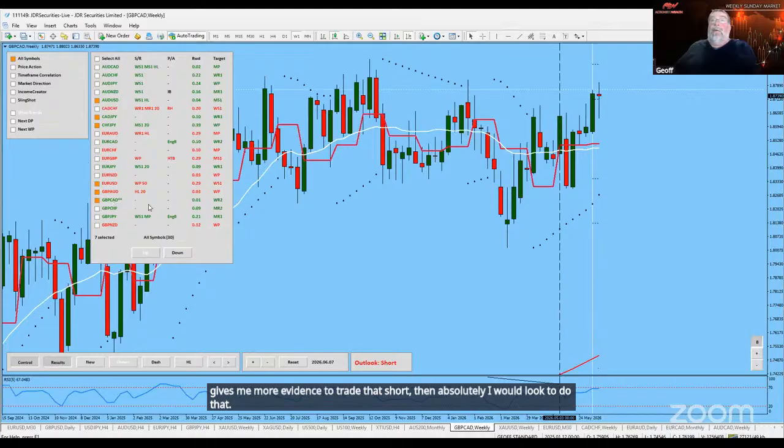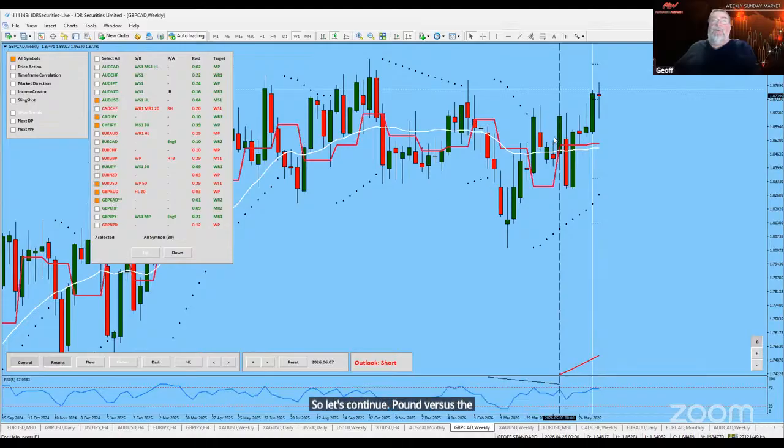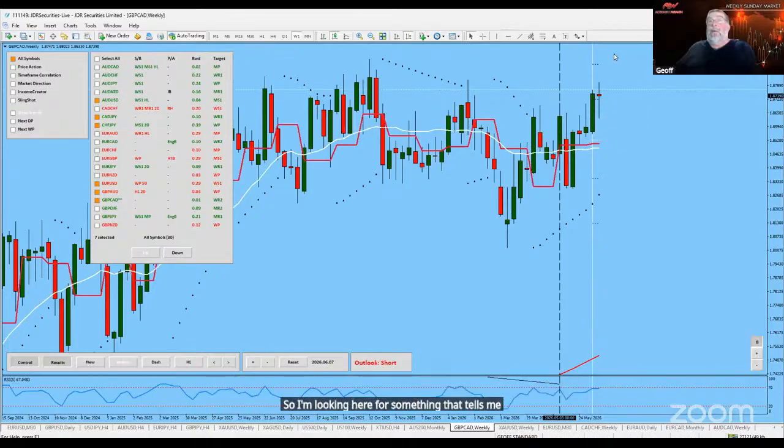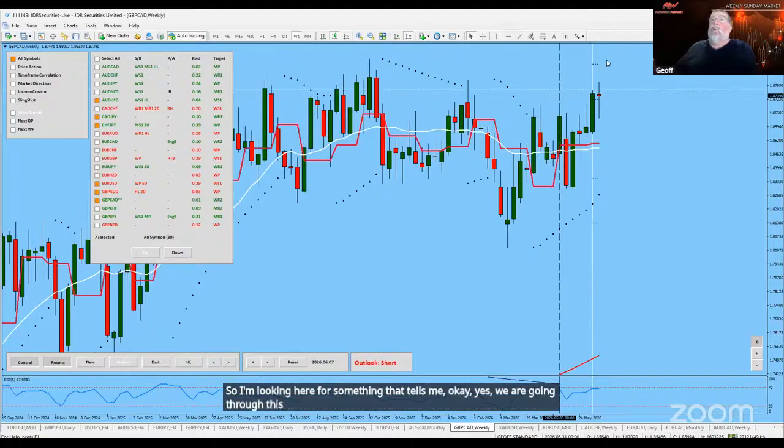So let's continue. Pound versus the CAD. The reason pound versus the CAD is interesting to me is because we are at strong resistance. We've rejected this level many, many times before. And why are we about to break out here now is the question I would ask. So I'm looking here for something that tells me, okay, yes, we are going through this level, or no, we're not. We're doing exactly the same as we've done every single time we've come to that level.